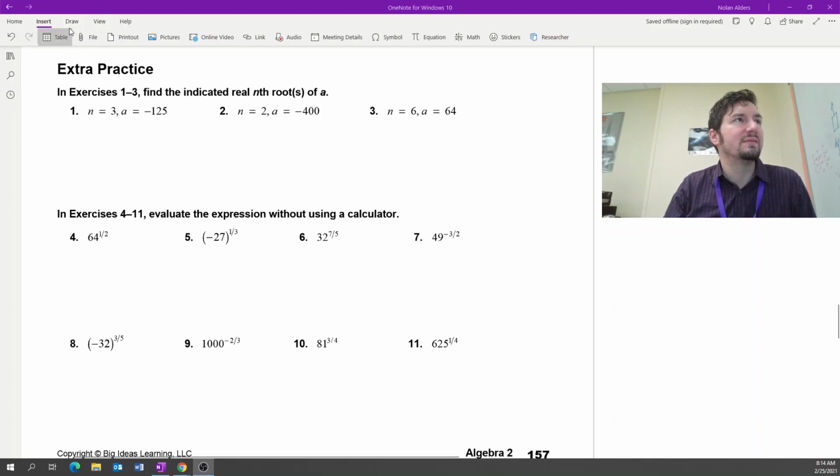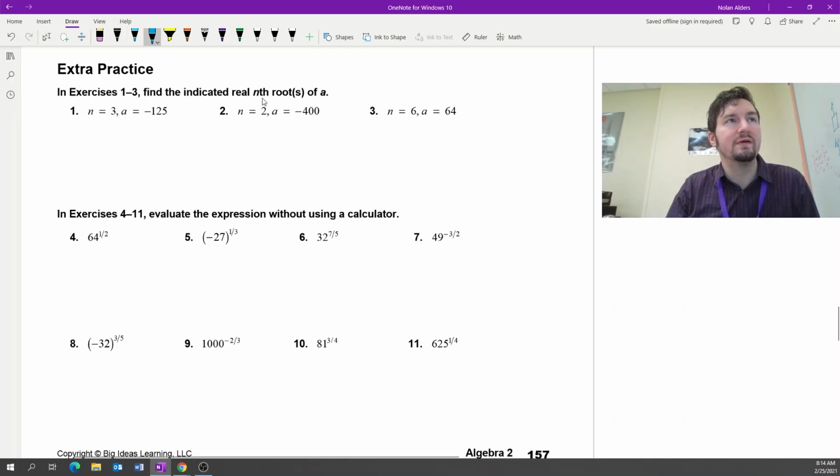When we see this problem that says find the indicated real nth root of a, that means we're going to take a root. We're going to use this little check mark of a, negative 125, but then the base of that root is going to be whatever n is. So we're going to put a 3 right here.